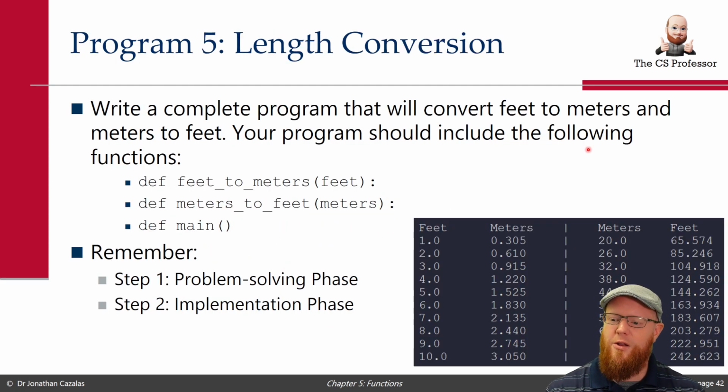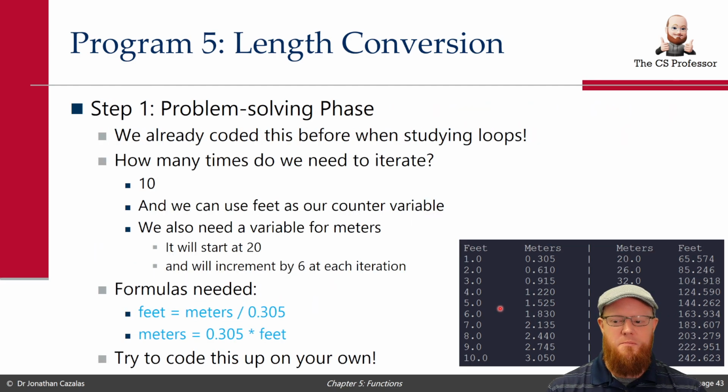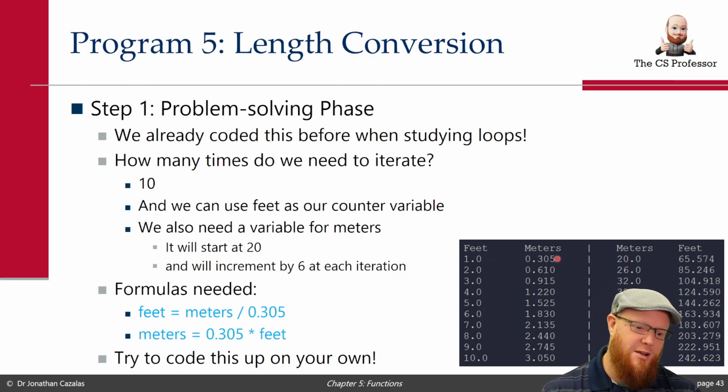One final program. Write a complete program that will convert feet to meters and meters to feet. Your program should include the following functions: feet to meters, meters to feet, as well as a main. And here's what we really want to print. We want to come up with this exact output. Now, as you look at that, that should look familiar. Why should it look familiar? Because we coded something like this already with loops. I think we had a pounds to kilograms and maybe feet to meters as well, something like this.